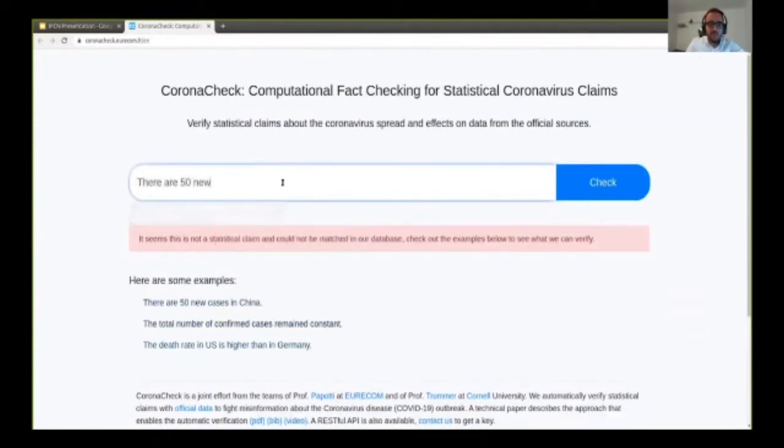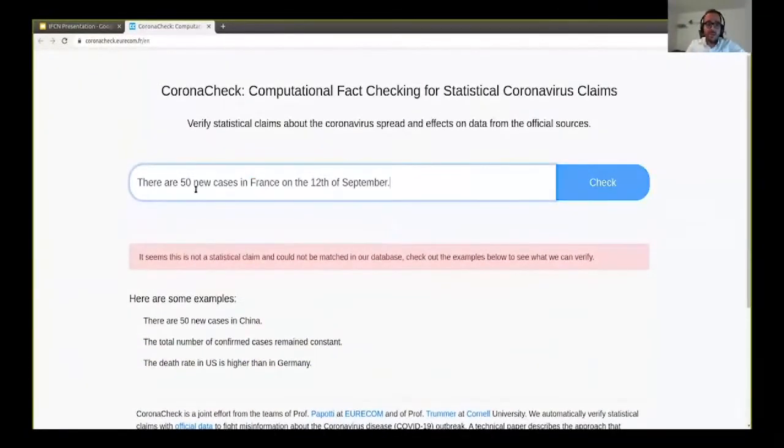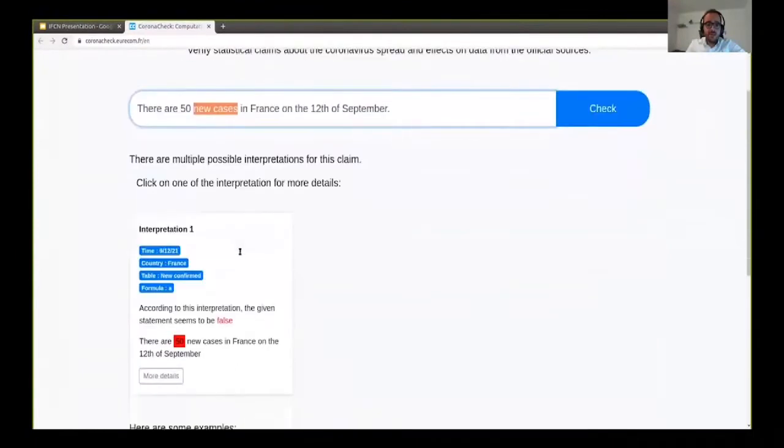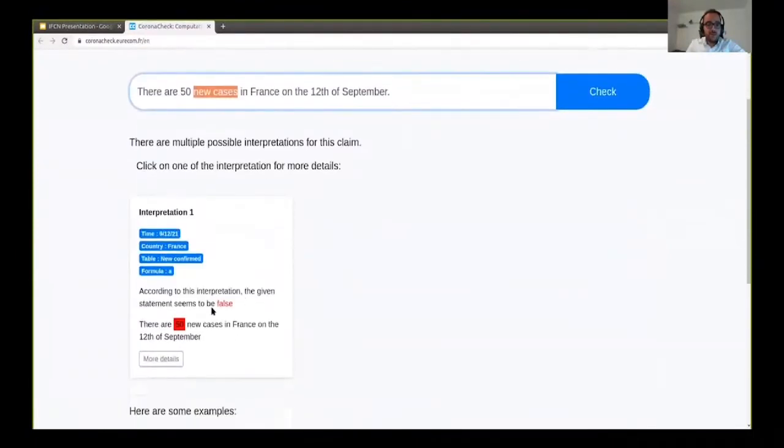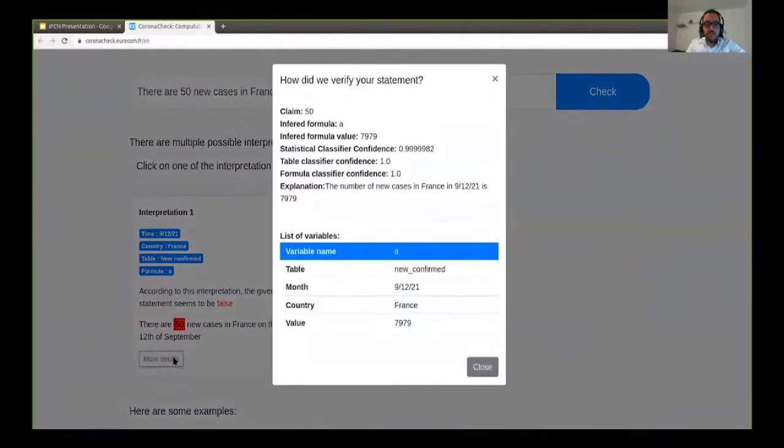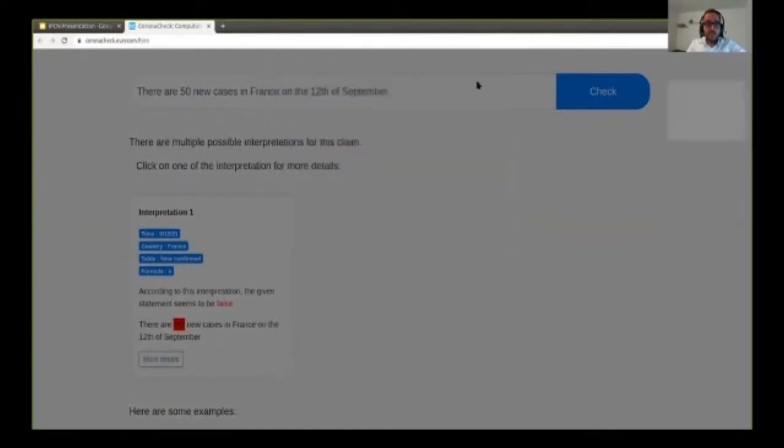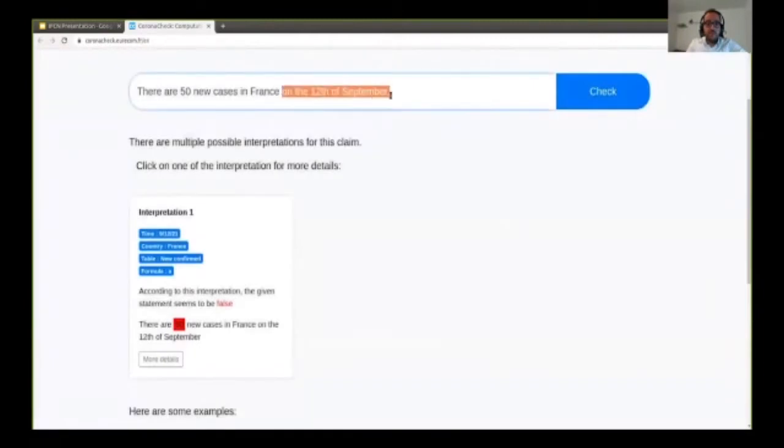To put a statistical claim, we can say that there are 50 new cases in France on the 12th of September. And you see here how I explicitly stated the country and the time, and this points to the data set. And you can see that according to this interpretation, the statement is false. And we show here all the predictions coming from the system. And in more details, we actually give the confidences of the classifiers for the example and an explanation written in English.